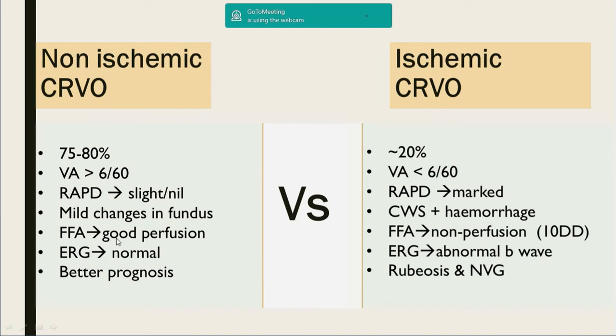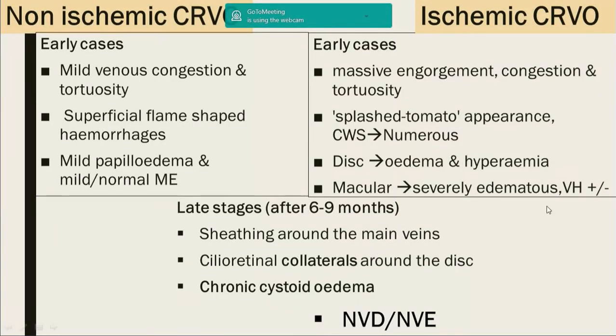When you're doing angiography, there is good perfusion in non-ischemic. It is ischemic and therefore there is poor perfusion. That is how you need to remember. And electroretinogram is usually normal in the non-ischemic type, whereas the B waves are abnormal in the ischemic type. And complications are quite common with the ischemic type. So the features of retinal venous occlusions are venous congestion, tortuosity of the vessels, and hemorrhages, which you should remember. They're severe in ischemic type of CRVOs and less severe in non-ischemic types of CRVOs. So that is how you need to remember them.